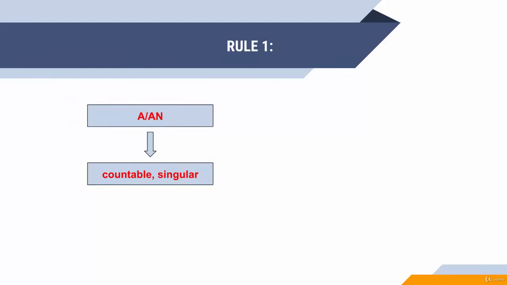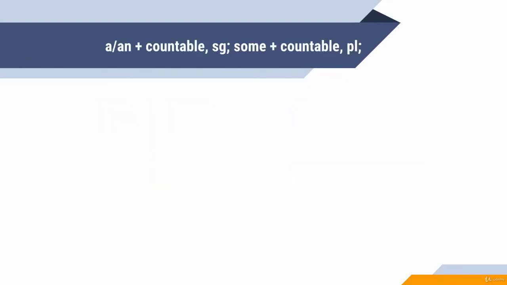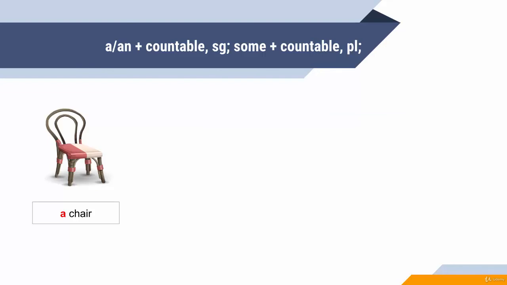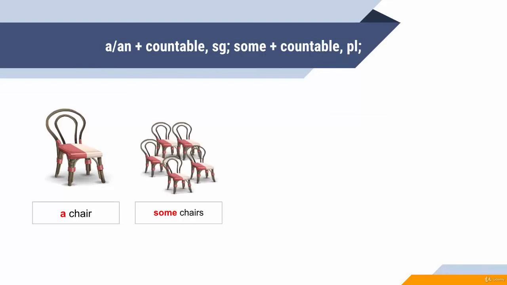And the first rule, a or an, is used with a countable noun in singular. Some is used with uncountable nouns. But that's not the only case. For example, you say a chair, but some chairs. There are some chairs in the room. You don't say how many. You don't want to count. Imagine that there are 20. The number is not important. It's important that there are some chairs.